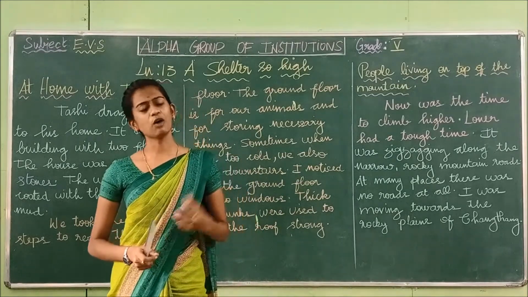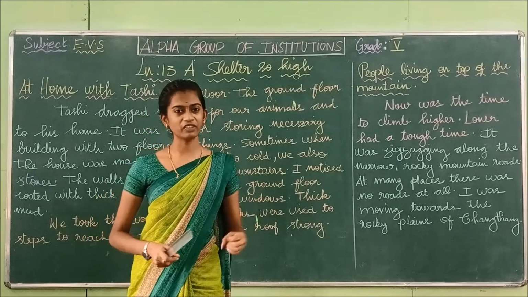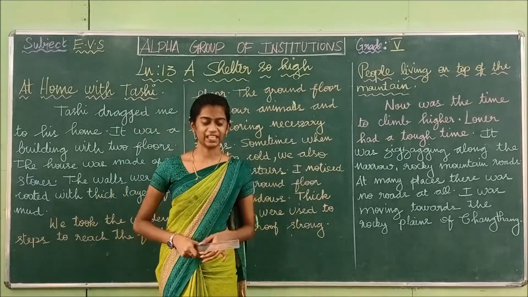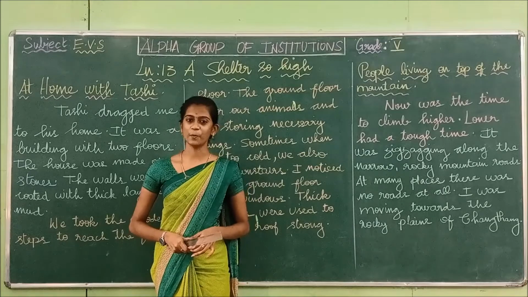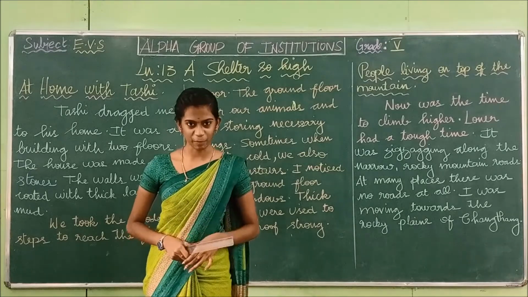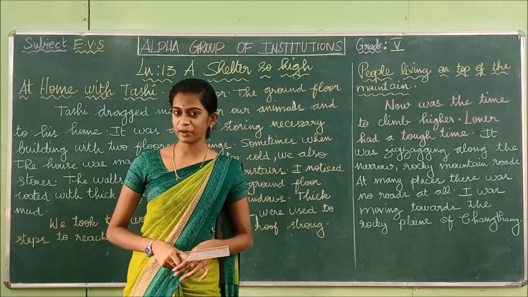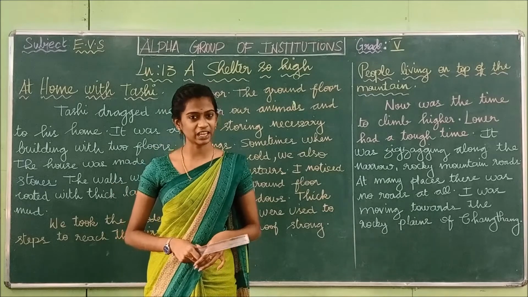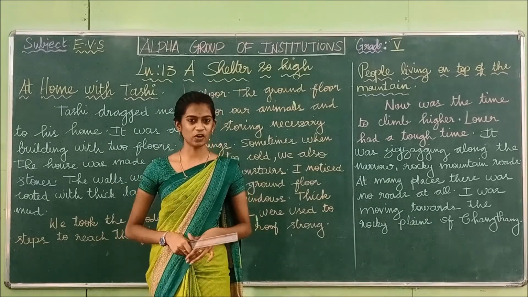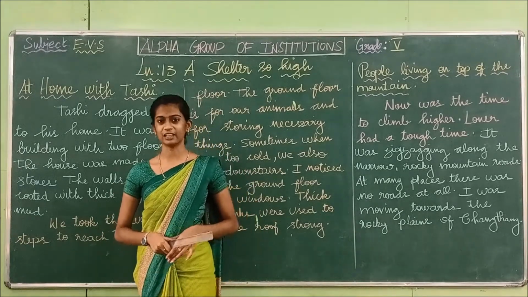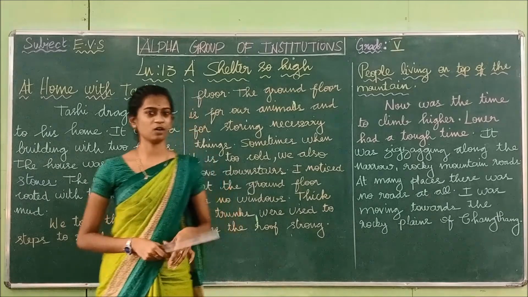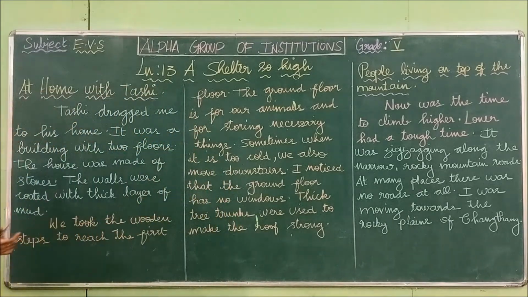Okay, so how does he travel to Delhi? Yes, he is having a motorcycle. And what is the name of the motorcycle he is having? Yes, Lona. Okay, he is having a motorcycle named Lona. Okay, we'll continue the lesson.